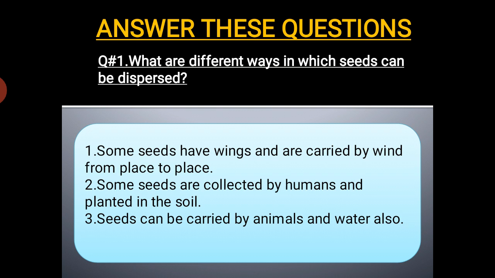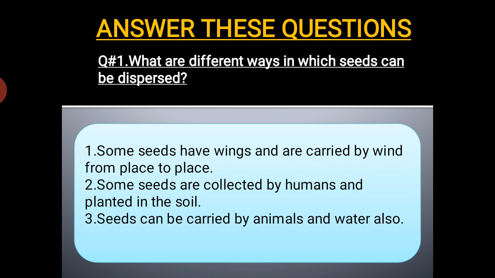Question number 1 is: what are the different ways in which seeds can be dispersed? Dispersed means carried away from one place to another. Its answer: number 1, some seeds have wings and are carried by wind from place to place. As they have wings, they can fly and move from one place to another by wind.